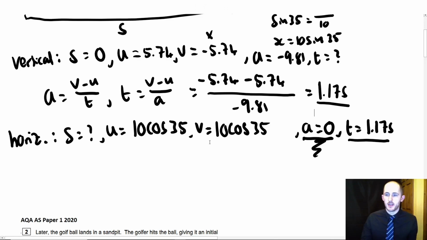So now we can use... Again, we don't want to use equations that have u and v in them because I will just get u equals v, which is obvious. So I can use anything I want to work out s. ut plus half at squared could be fun.